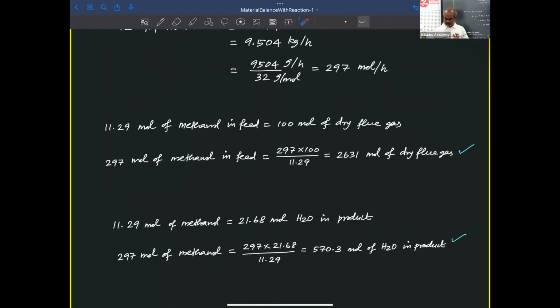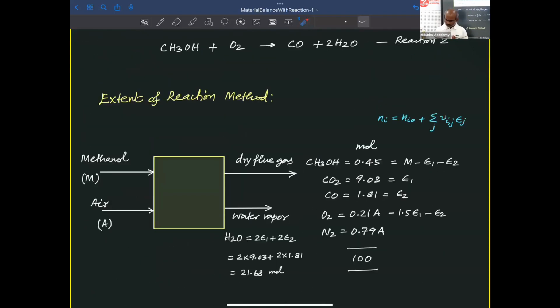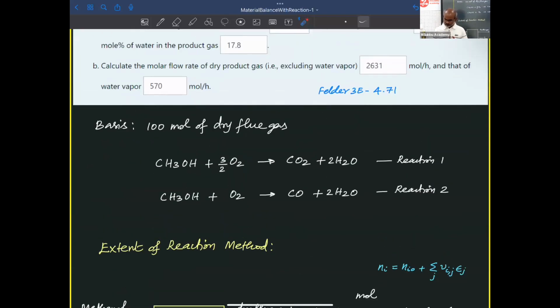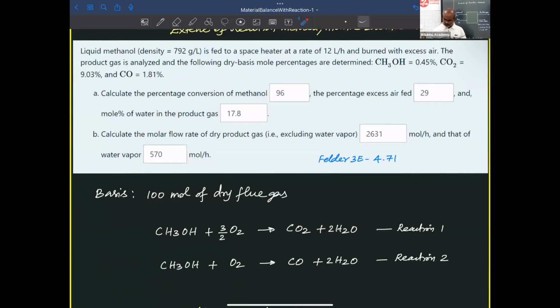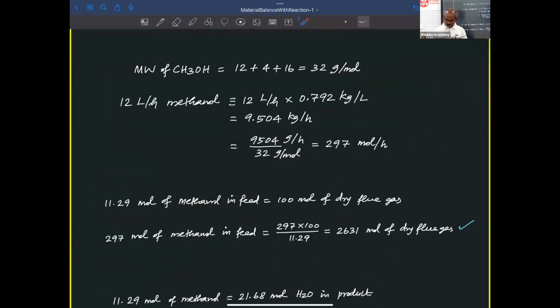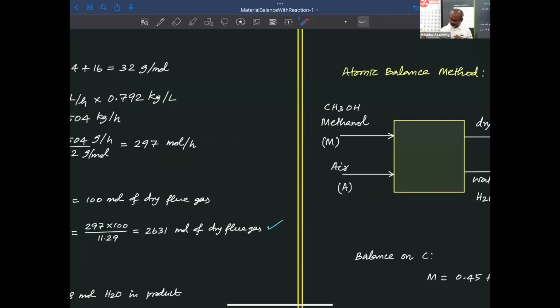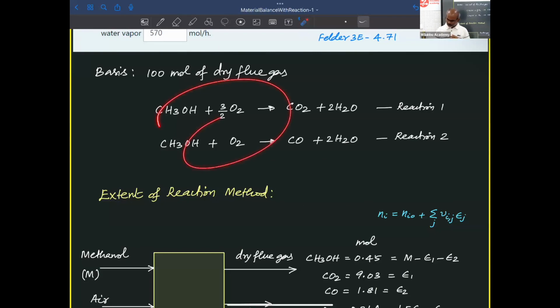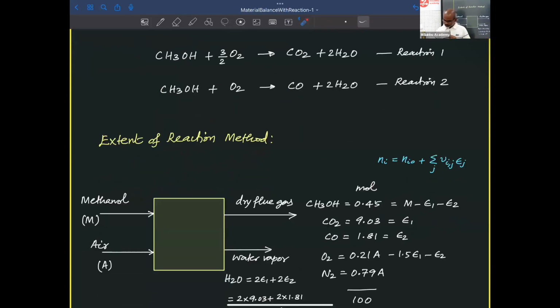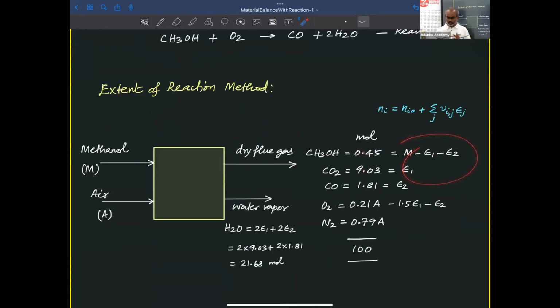Otherwise, in solving this material balance, we can make use of the extent of reaction method, or also use the atomic balance method. Of course, atomic balance is much more useful whenever you don't know the reactions. Simply what is entering and what is leaving is given, and you can easily solve the problem. Whereas for the extent of reaction method, you should write the reaction, write the moles in terms of extent, and solve the problem.